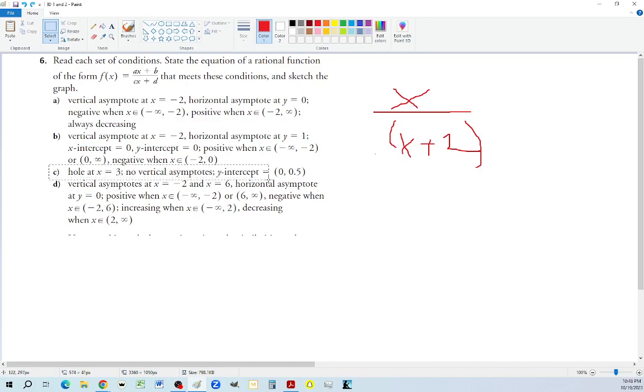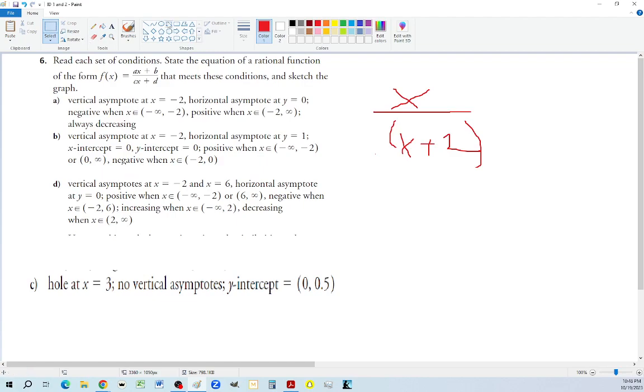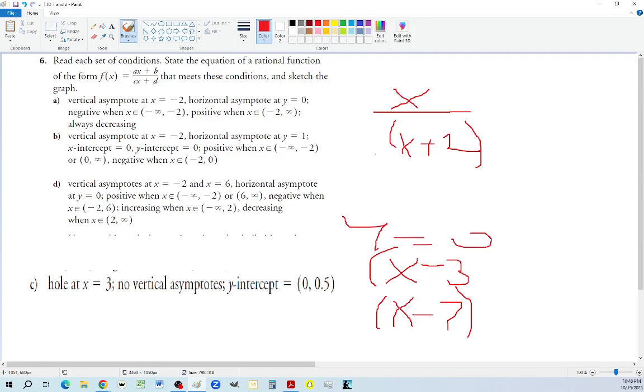We got C here anyway. Okay. To get a hole at x equal to 3, we need an x minus 3 at the bottom and x minus 3 at the top. Now this would create a horizontal asymptote at y is equal to 0. They don't care if there's a horizontal asymptote or not.